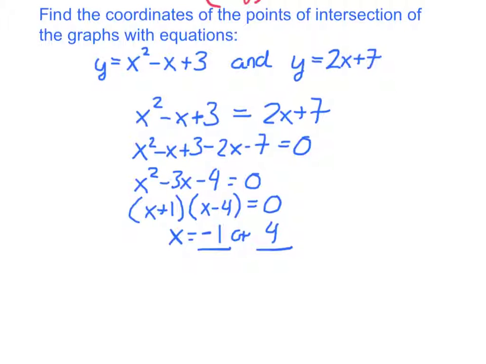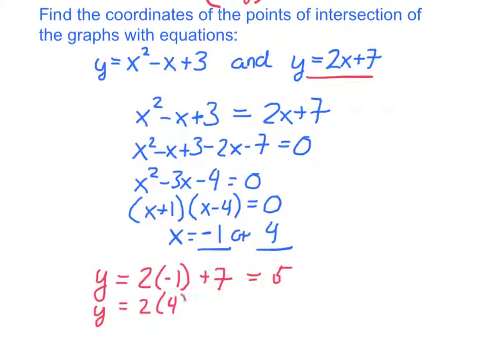So let's plug -1 in for x into the second equation. So we get y equals 2 times -1 plus 7. Well, we can see that that equals 5. And we can also plug in 4 into that equation. So we have 2 times 4 plus 7, so 8 plus 7 is 15.